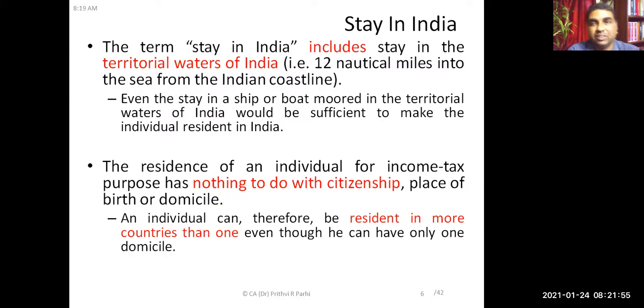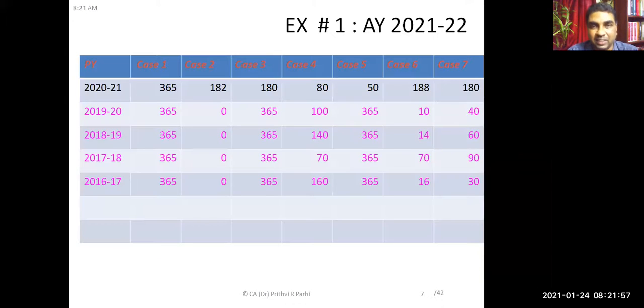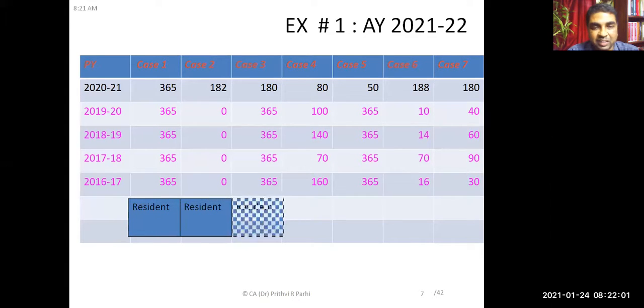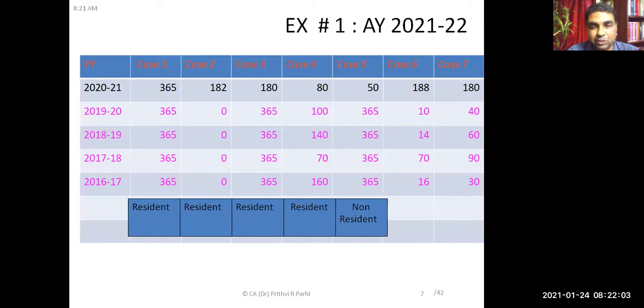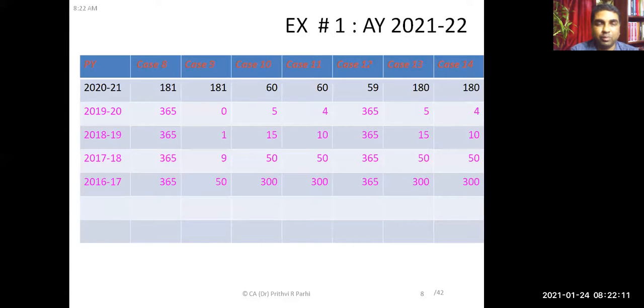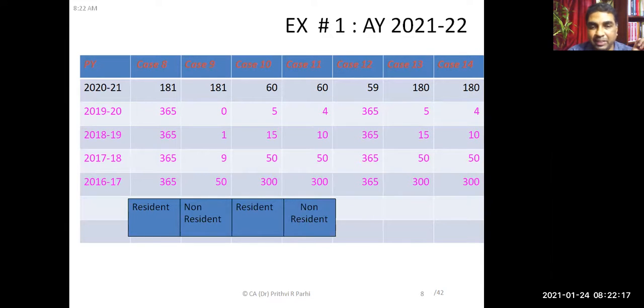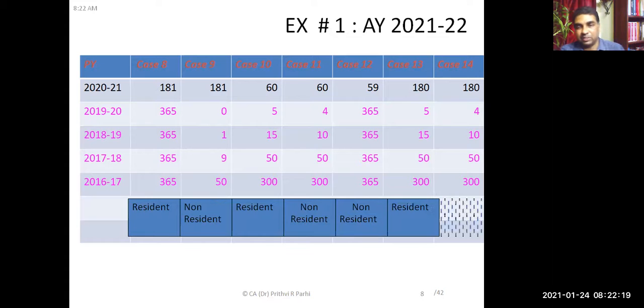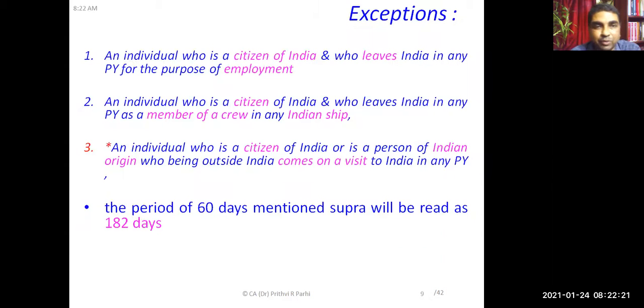And another concept: what is the meaning of stay in India? Last class I had explained it. This particular example we did in our previous class, in which situation a person is resident and in which situation a person is not resident. Here is the example of 7 combinations. Seven more combinations you also tested, and you answered correctly in which case a person will be treated as a resident and in which case not resident. You can refer to that.